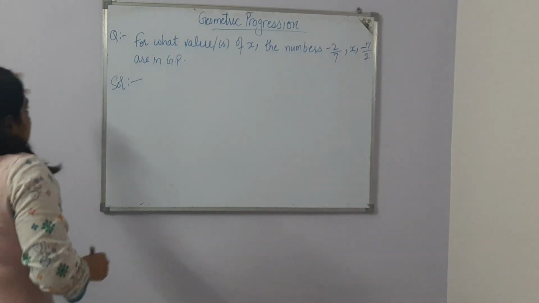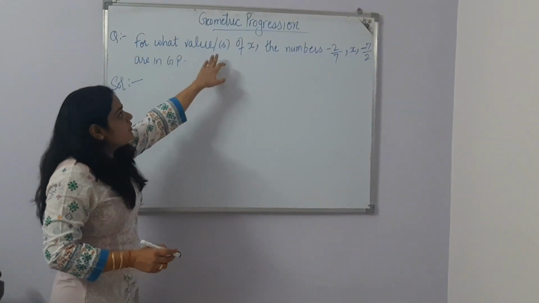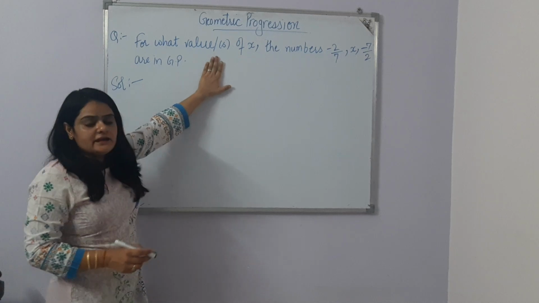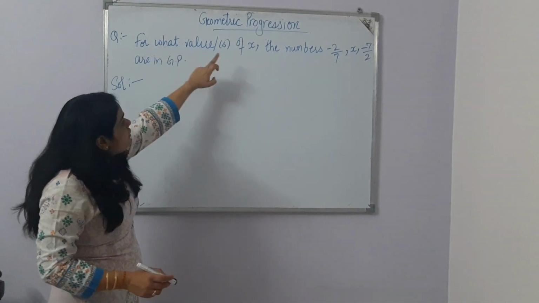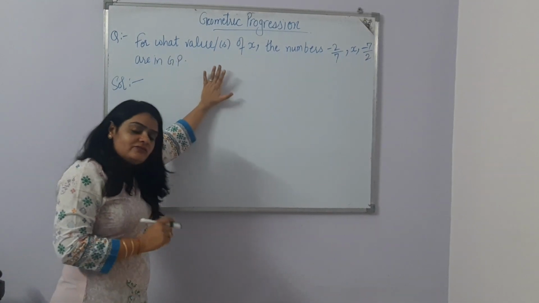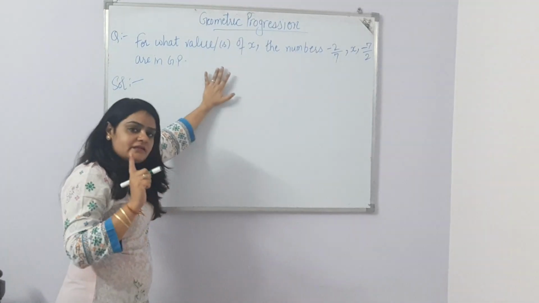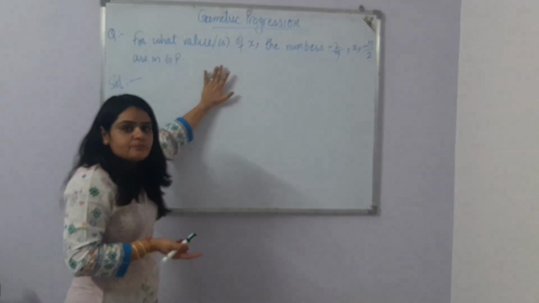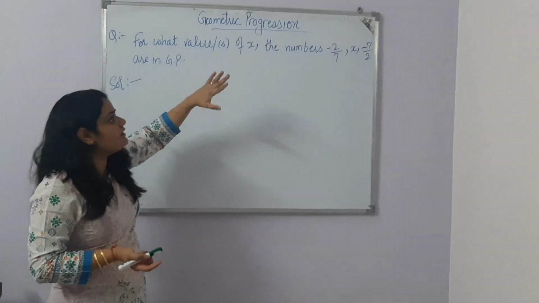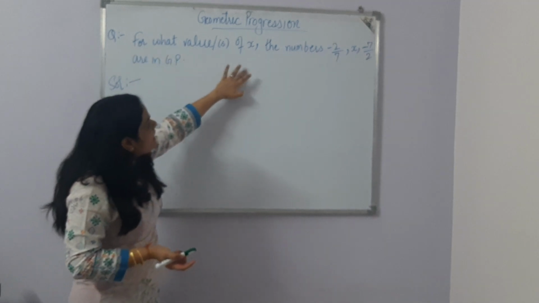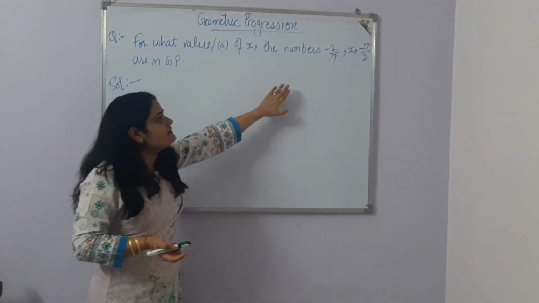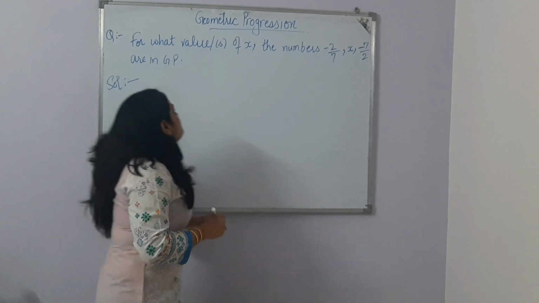The next question is, for what value(s) of x? "Slash s" means it can be a single value or more than one value of x when we calculate it. So, for what values of x are the numbers -2/7, x, and -7/2 in GP? These three numbers are in GP.